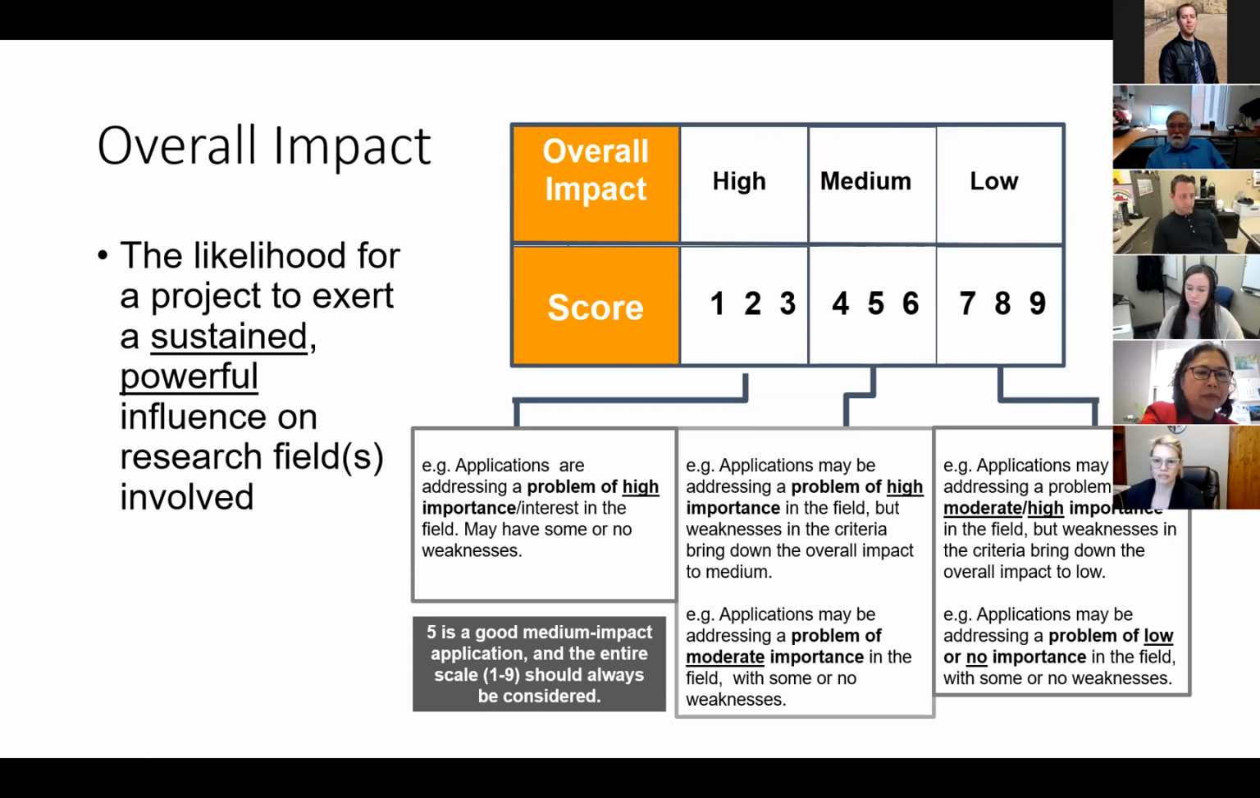And again, you could be addressing a problem that has low or no importance in the field and actually not have that many weaknesses in the project, but just have a weakness in why it would even want to be done. So that's the score criteria for your impact.